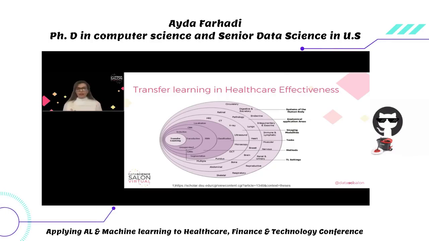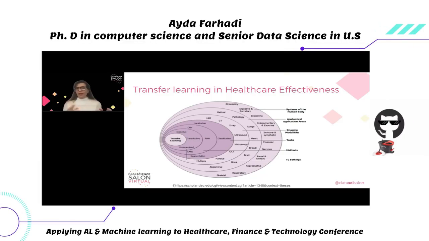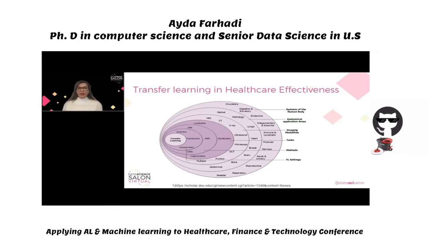Inductive is basically when the source and target data sets could be the same or different, but the tasks are different because you are using induction in order to transfer the knowledge. Examples are multitask learning or self-taught learning. On the other side, transductive transfer learning is when the task is similar, but the data set is different. And then we have the CNN, RNN.